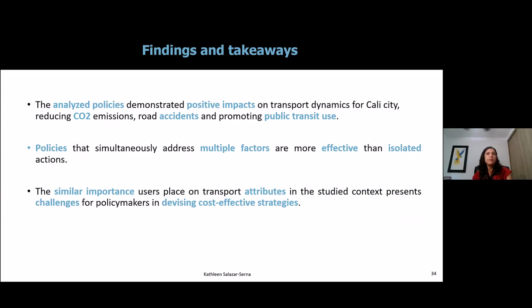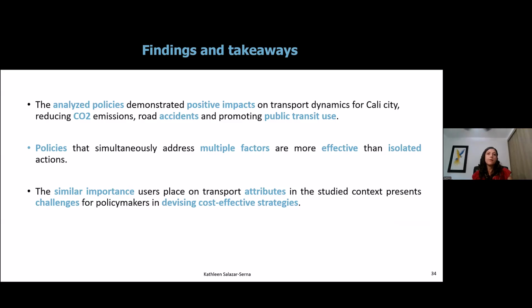And we also could see that these interventions, when they are applied independently, they could have some positive impact, but still not a very big change in travel behavior. But if we combine interventions aimed at affecting multiple factors, we could have better results. And that's explained by the similar importance that users place in the different attributes, that's for the specific case of Cali. Maybe in a different city, results could be different.